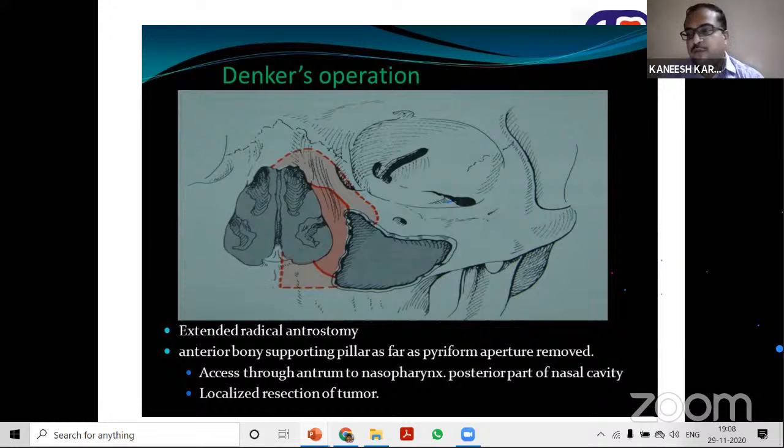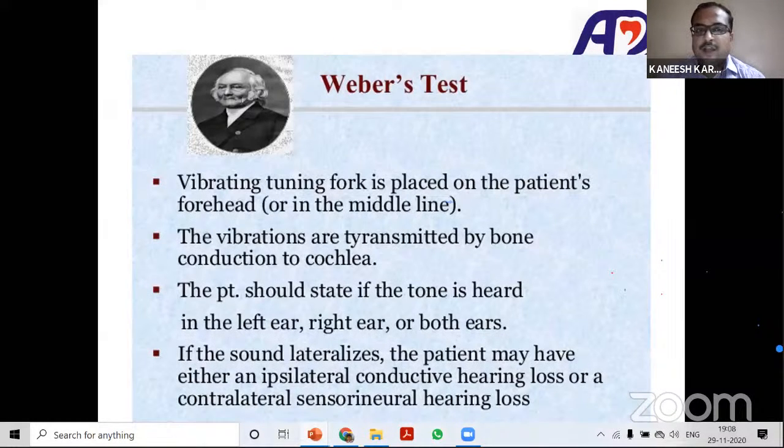What is Weber's test? Of course, we have all studied this. A vibrating tuning fork is placed on the patient's forehead. The vibrations are transmitted by bone conduction to the cochlea. The patient should state if the tone is heard in the left ear, right ear, or both ears. The sound lateralizes. That is, if the patient hears only on one side, then there might be a conductive hearing loss on that side or contralateral sensorineural hearing loss.